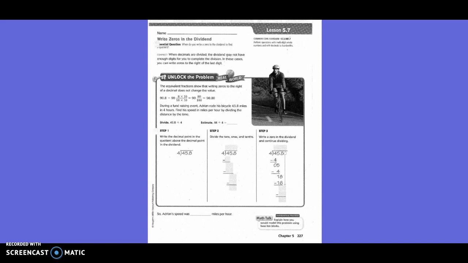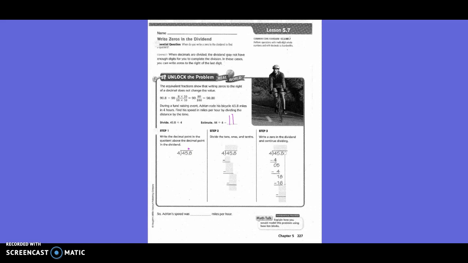So basically they rounded 45 and 8/10 to 44, and then they still kept 4. So 44 divided by 4 is 11. Now it says write the decimal point in the quotient above the decimal point in the dividend. So basically what they did was they brought the decimal point straight up, which we've already talked about before, right? So now they want us to divide the tens, ones, and tenths.